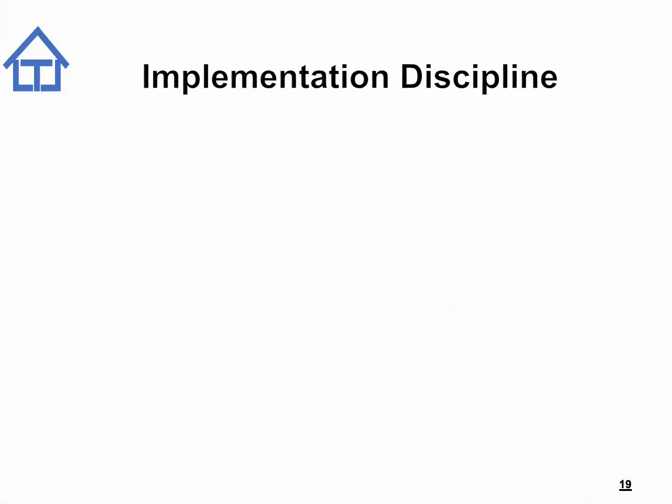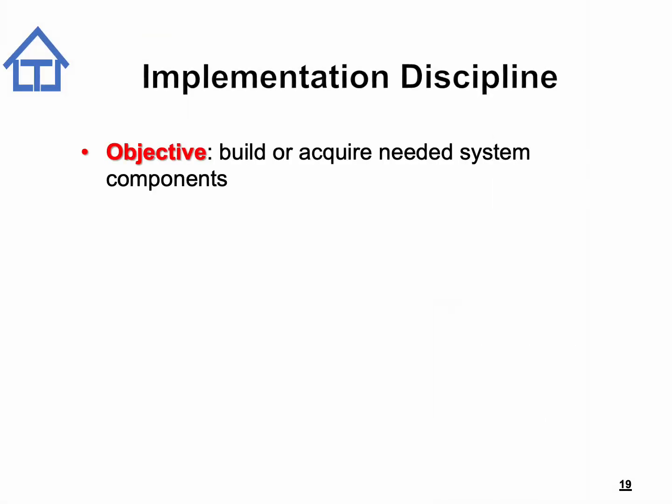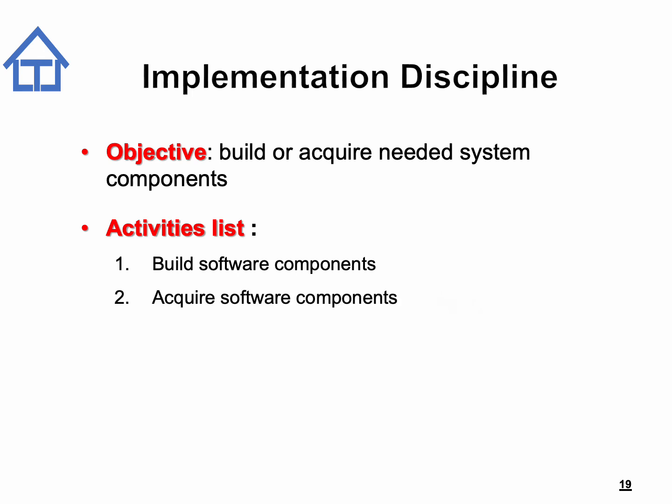The implementation discipline. The objective of the implementation discipline is to build or acquire needed system components. The activities included in this discipline are build software components, acquire software components, and integrate software components.